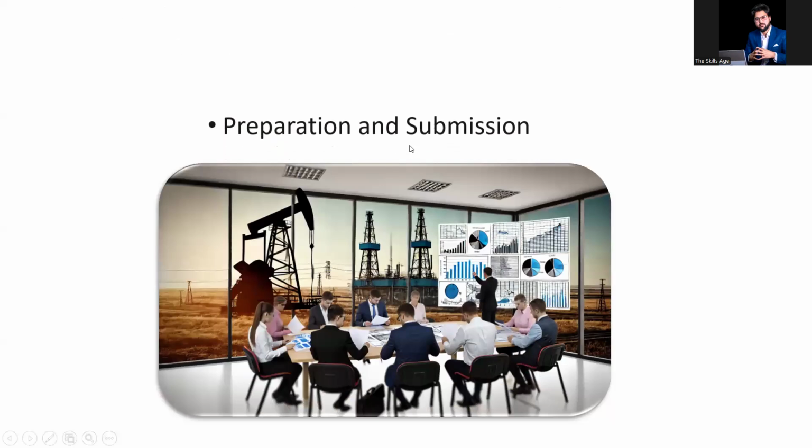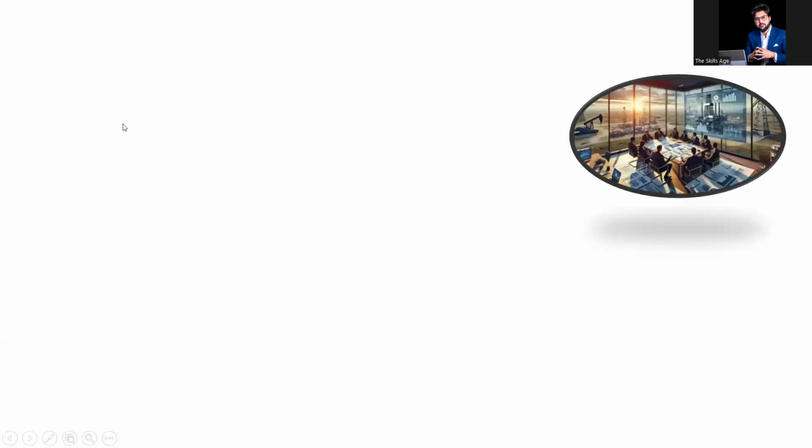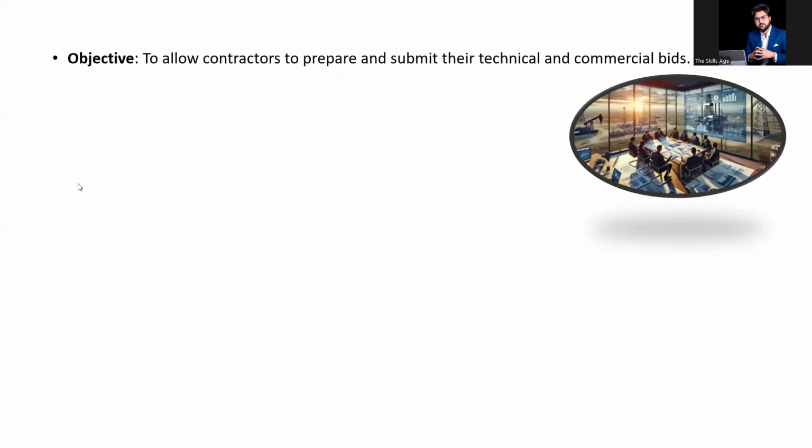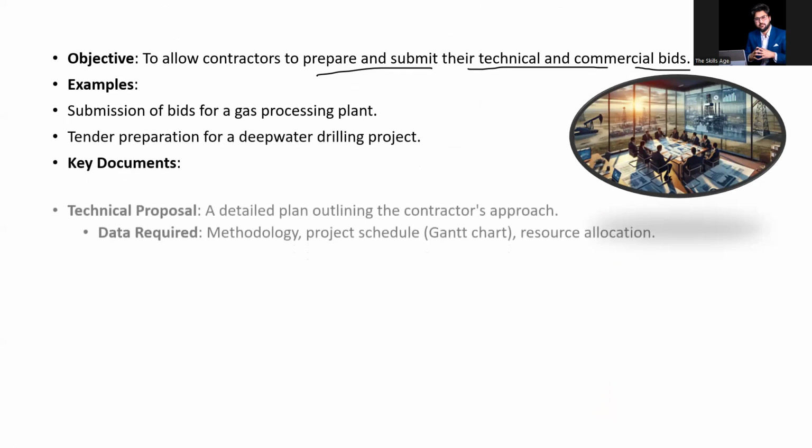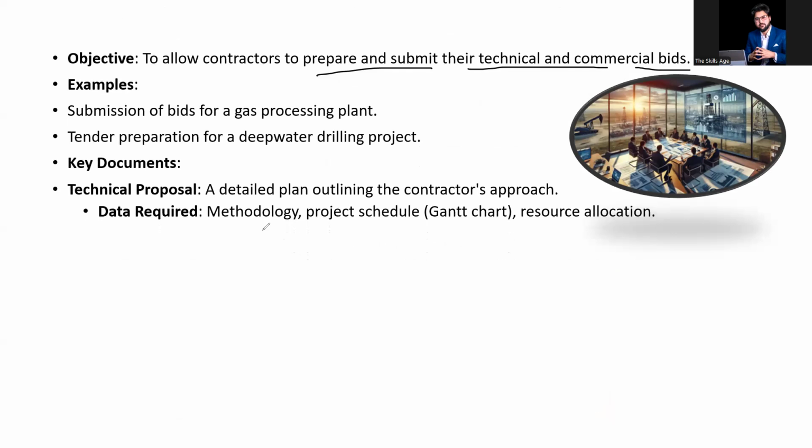And the third important stage is preparation and submission. How to prepare and submit; the objective is to allow contractors to prepare and submit their technical and commercial bids. Example: submission of bids for a gas processing plant. Tendering preparation for a deep water drilling project. Key documents: technical proposal, obviously a detailed plan outlining the contractor's approach, like what the construction methodology will be. If you are going to develop an offshore drilling project, how they are going to approach that project. You just want to see how the contractor is going to suggest it from their point of view.